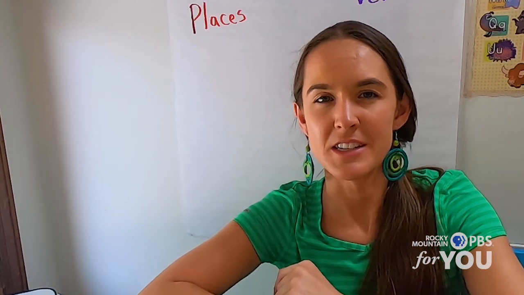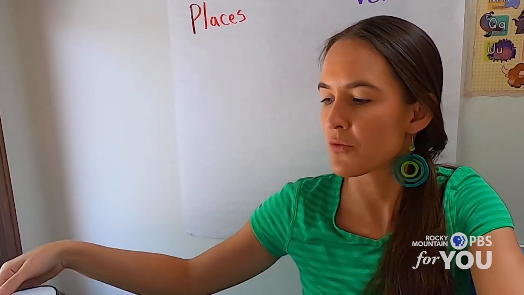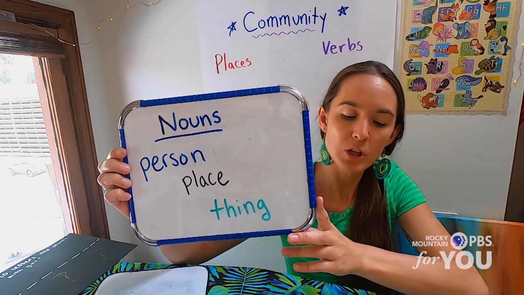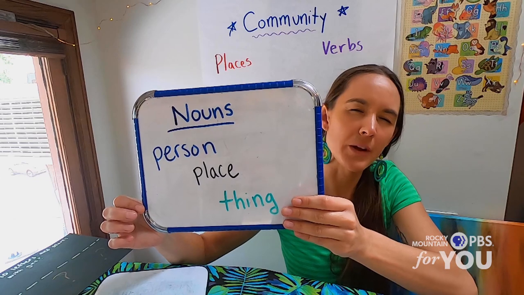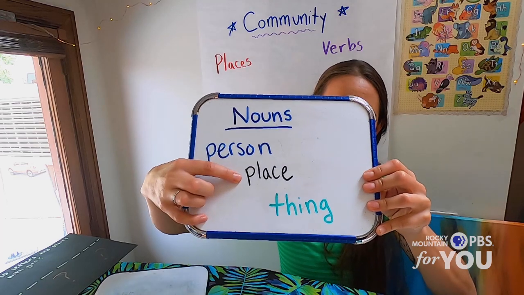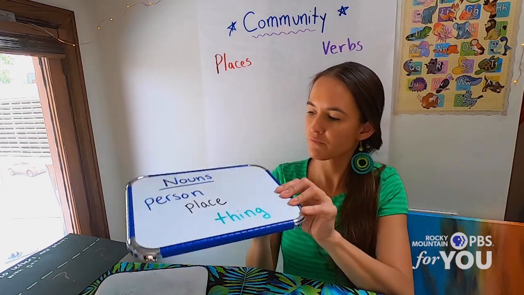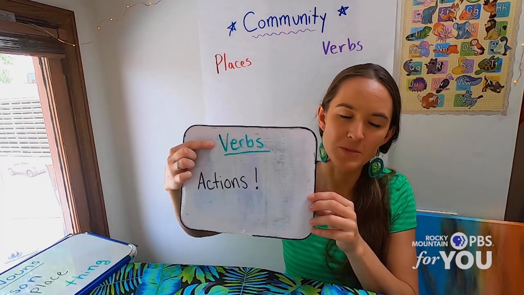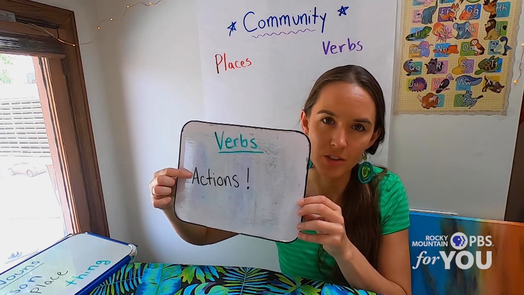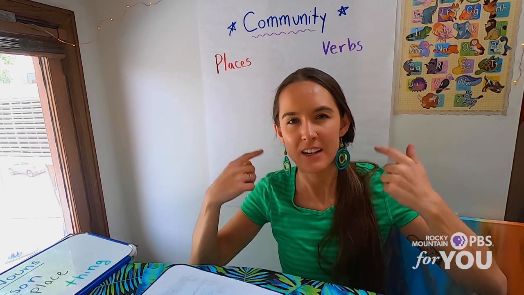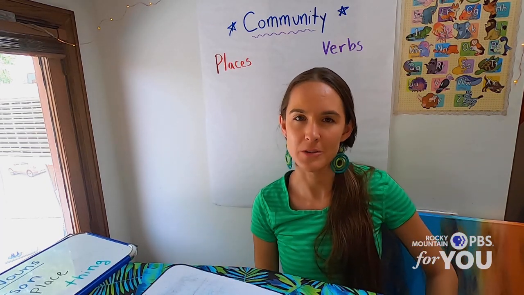Today, to talk about communities, we will need two types of words. The first type of word are nouns. You've probably heard of nouns before. Nouns are people, places, and things, also animals. Okay, today we're mostly going to be talking about places and people. We will also need verbs. Verbs are my favorite. They are action words. Okay? Let's brainstorm some action words to get our brains thinking and so we can talk about our communities.